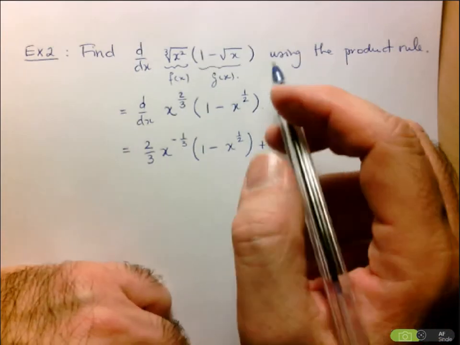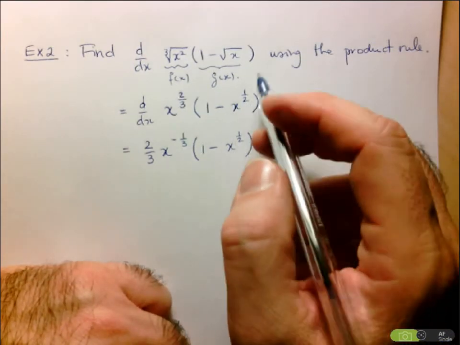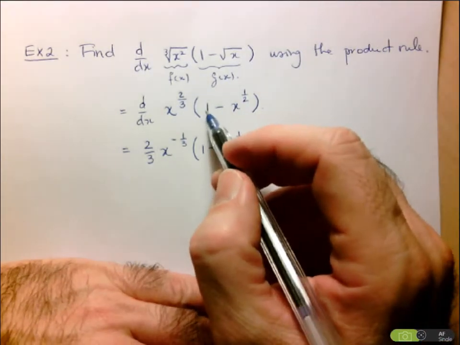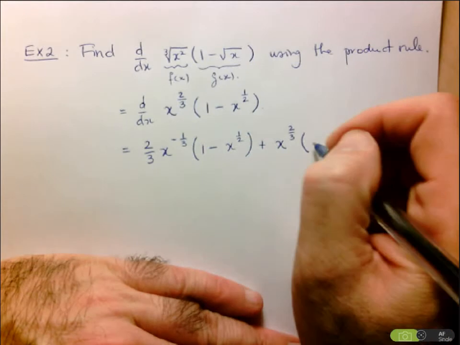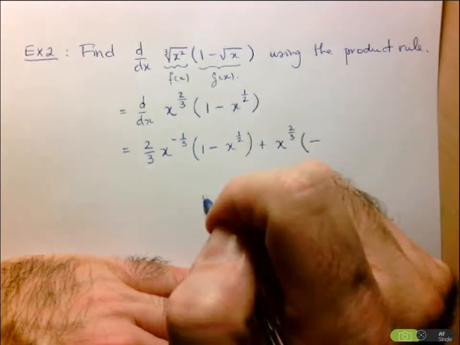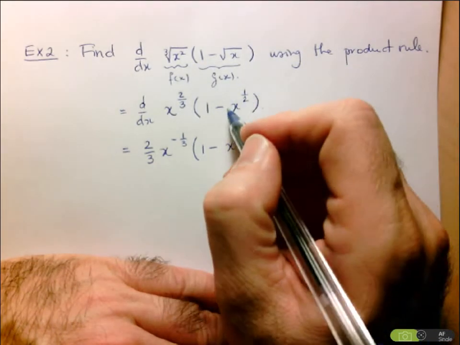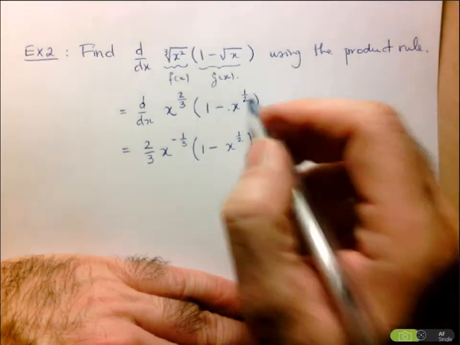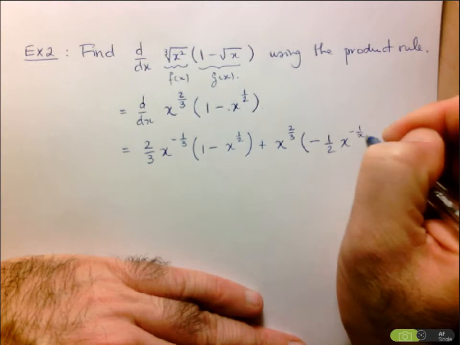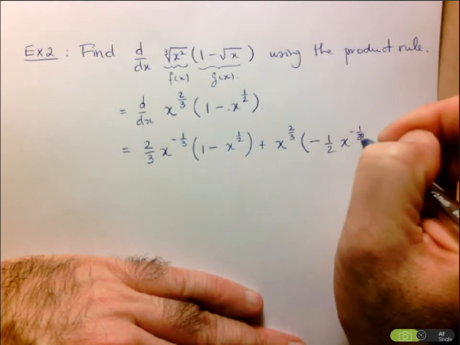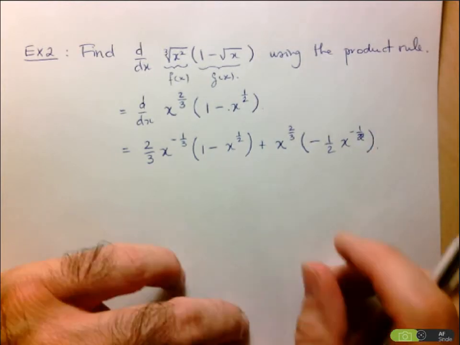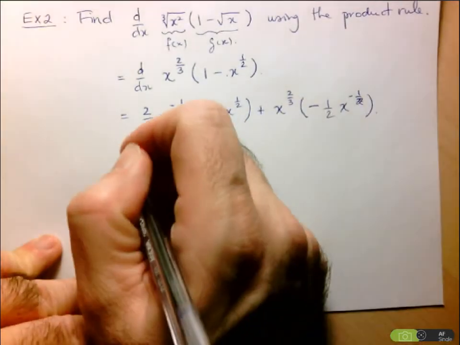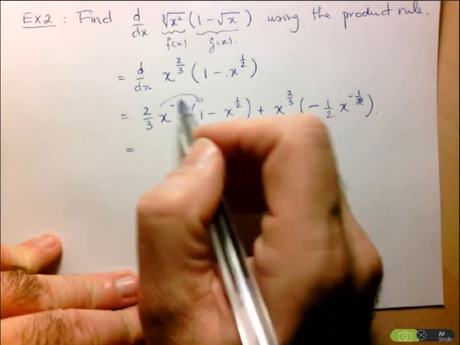So here the second function is 1 minus x to the 1/2. First, the derivative of 1 is 0, and then minus the derivative of this second part. Again, the exponent becomes our coefficient, so that becomes 1/2 x to the 1/2 minus 1, which is the minus 1/2. Okay, and this one here, let's simplify just to see how it goes. The first thing I'll have to do is distribute.